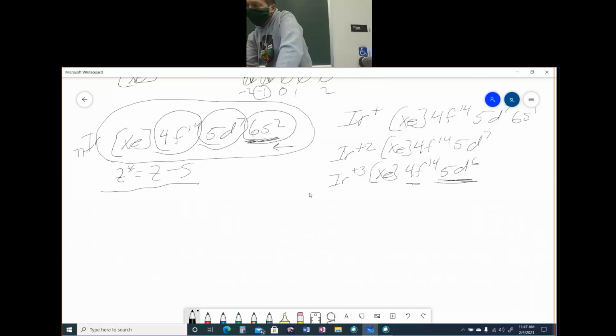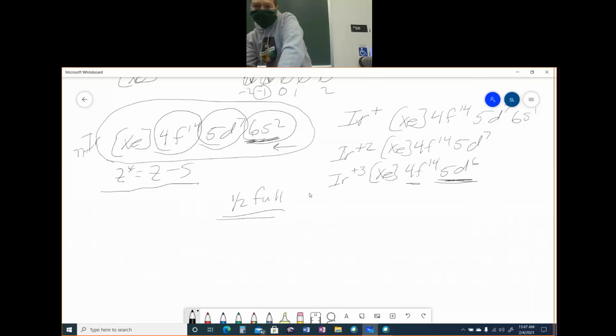The second best is if you have half full. So there's stability if the subshells are half full. All right, that means they don't have to pair with anything. They have their own seat. So they really like to be half full. And so they will do stuff that is not predicted in order to be half full. And that would be the case with iridium +3.